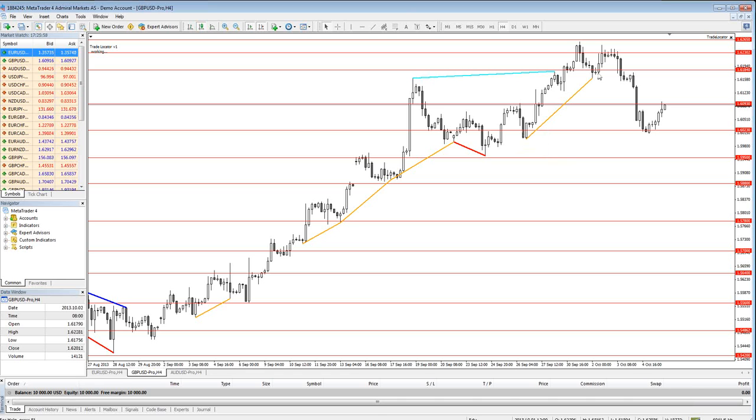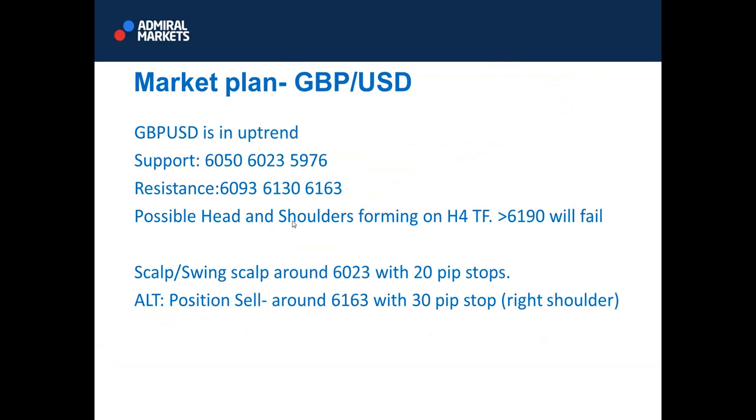So a few scenarios can happen. I will show you, and then I will explain why I think that. Possible head and shoulders is forming. If it happens to be above 61.90, it will fail. We can have a scalp or swing scalp. Swing scalp means 20 pip target price scalp. So we go for 20 pip with 20 pip stop, that can be a scalp trade. And position, sell around 61.63 with 30 pip stop, right shoulder.